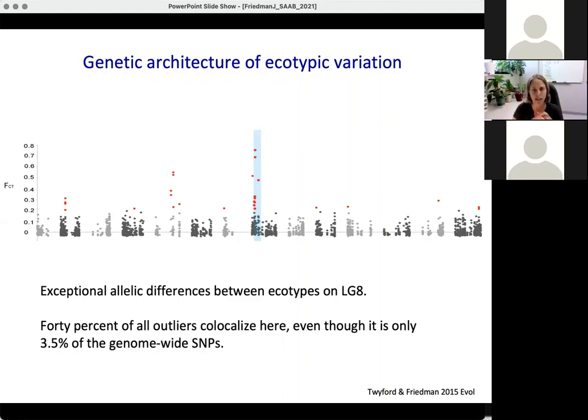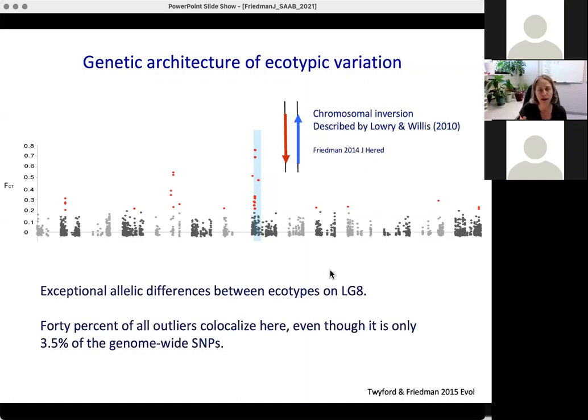So 40% of all of these outliers localized to this region on chromosome 8, even though it only makes up 3.5% of the SNPs that went into the database. So something is going on in this region on chromosome 8 that underlies differences between the annuals and perennials. And in fact, we weren't particularly surprised by this because we know that in this region is a chromosomal inversion. So a region of the chromosome has switched direction that was described by David Lowry and John Willis in 2010.